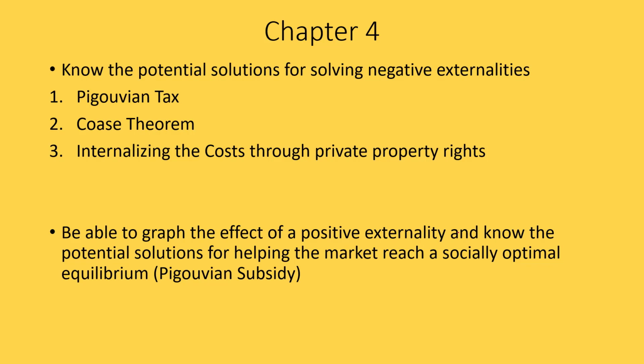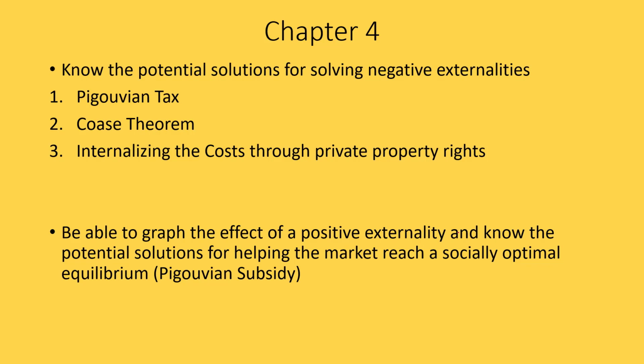And because you don't know exactly what the external harm is, you could set that Pigouvian tax too low, in which case we're still producing more than society wants, or you can start setting it too high, which means that we're going to produce less than society wants. Right, so again, the idea is that you want to put a tax in the amount exactly equal to the marginal external cost, but it's hard to know what that amount is.